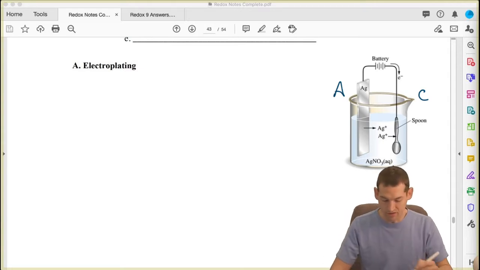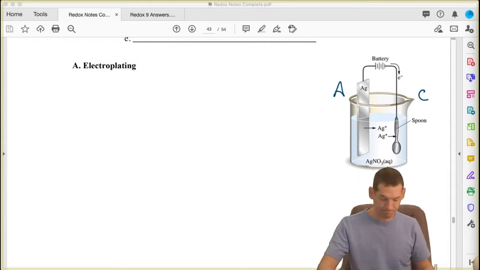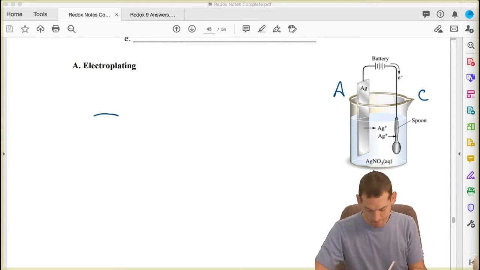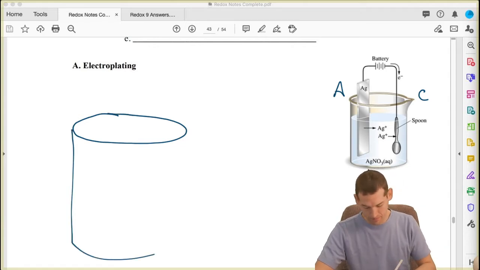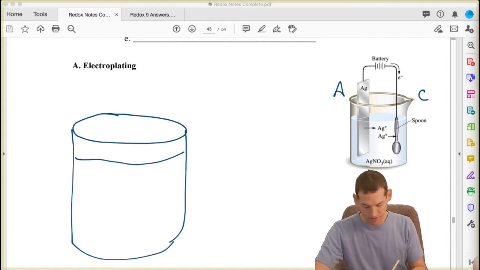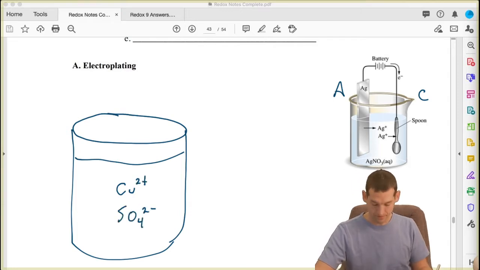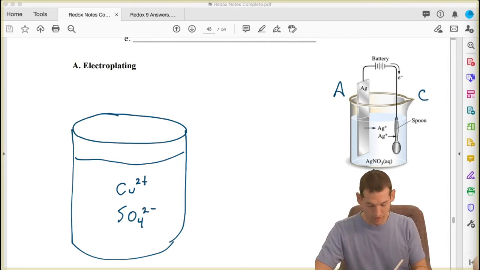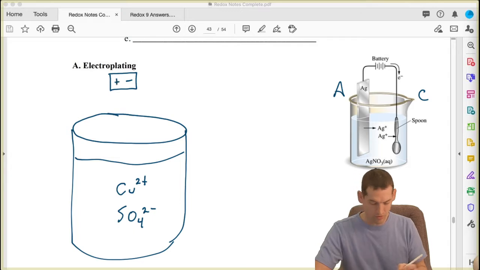All right, let's take a look at an example here though. Let's say you've got a beaker, and in that beaker you've put copper sulfate. So I have copper 2 positive ions, and SO4 2 negative ions. I'm going to put in here, I'm just going to draw it like this, a power source.